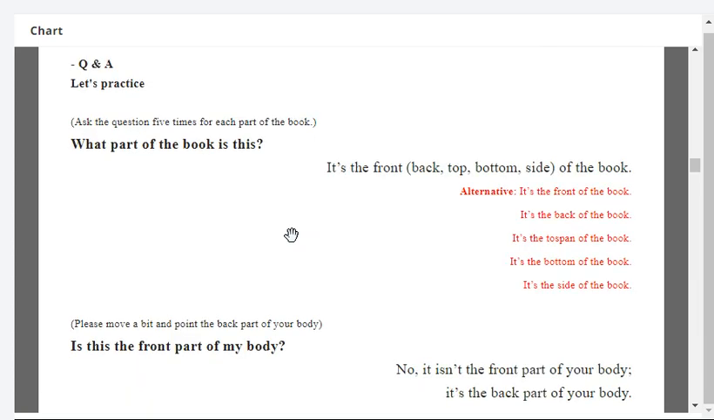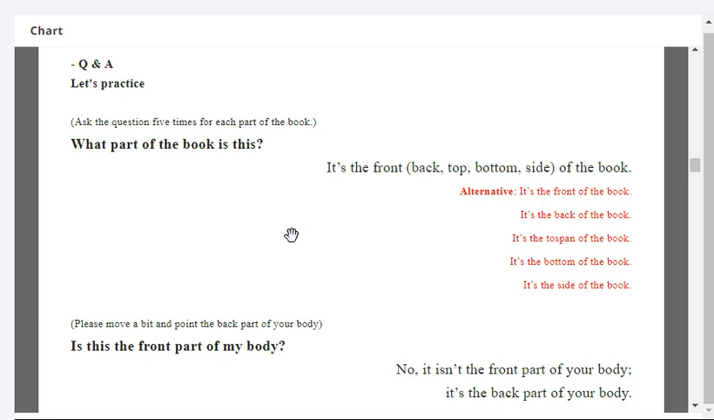Okay, next. What part of the book is this? It's the front of the book. Very good. What part of the book is this? It's the top of the book. What part of the book is this? It's the side of the book.